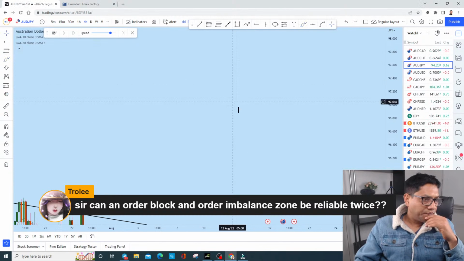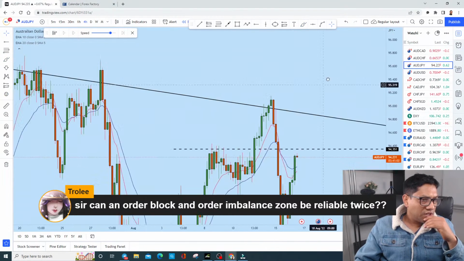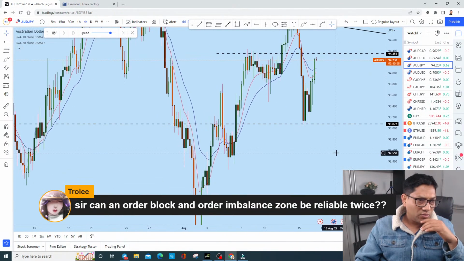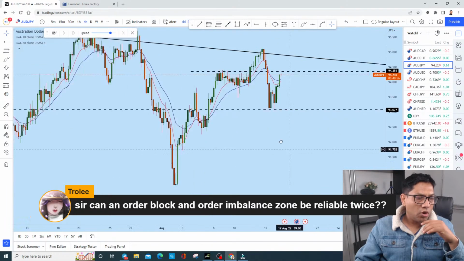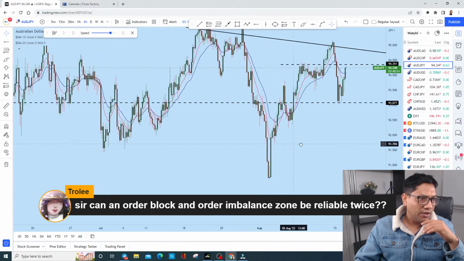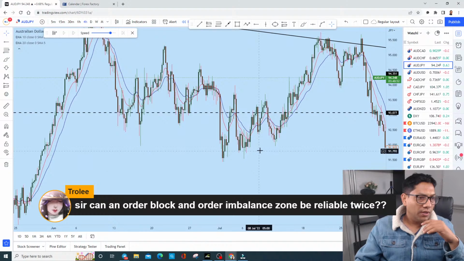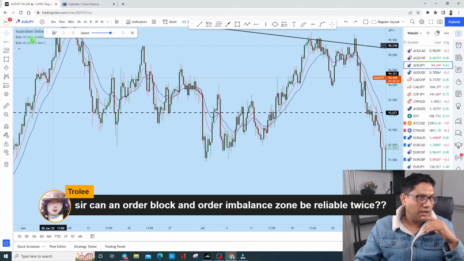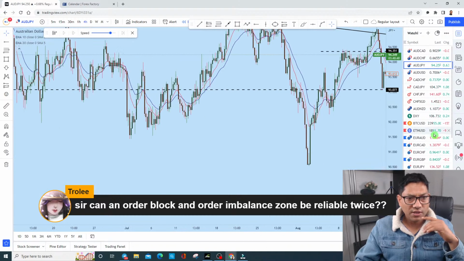The question is still not fully clear, but I'll try to understand what you are saying. When you see an order block, let's say a double bottom, this is an order block zone, and an order imbalance can be reliable twice. Can you clarify the question, please? I'm still not getting properly what you are trying to ask.